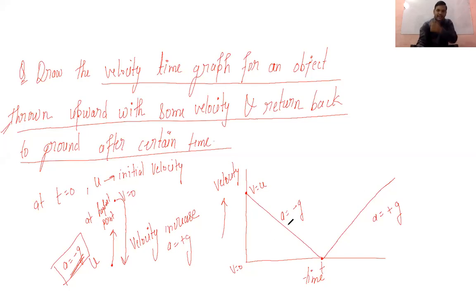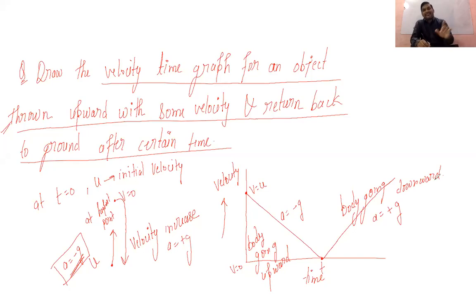So what we can write here: this is the graph for a body going upward, and this is the graph for a body going downward. Is it clear? If it were a drop case, how would the graph be made? We are coming to it very soon.